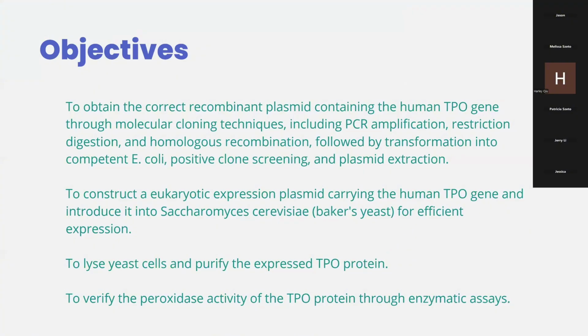Now, going through our objectives. Our project is about obtaining a recombinant plasmid containing a human TPO gene and using molecular cloning techniques to construct a eukaryotic expression plasmid and introduce it to a host for protein expression. Then we extract and purify the expressed TPO protein from the cells, and finally verify the enzymatic activity using thyroid peroxidase-specific assays. Now I'm going to move on to the methods part.